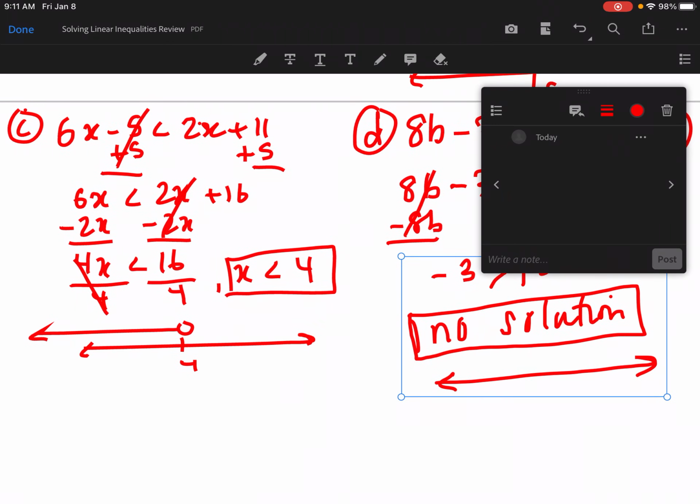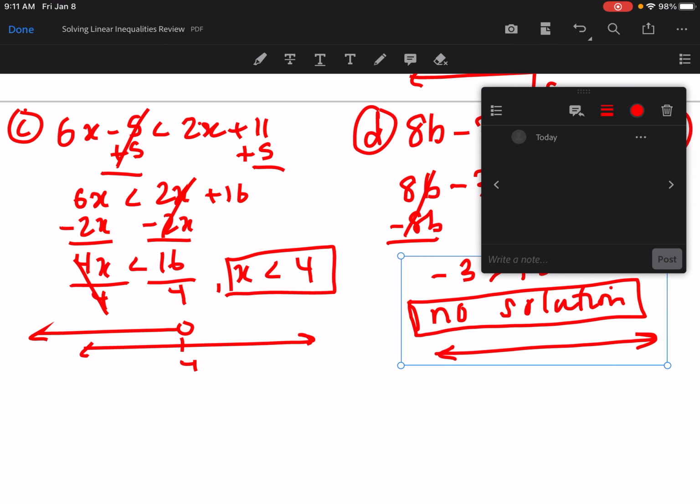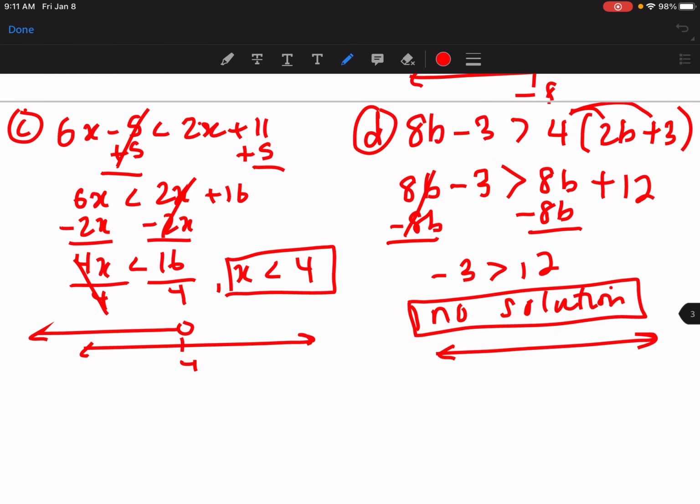All right, let's move on to the next example.